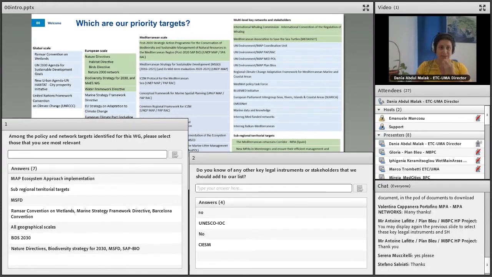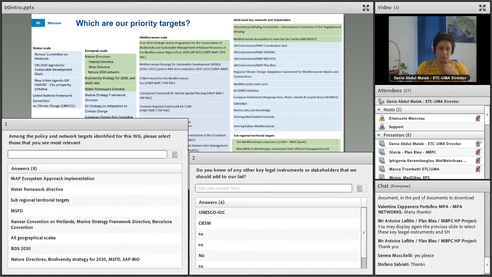Okay, so among the policies that you think most relevant is the MAP ecosystem approach implementation, the sub-regional territorial targets, I do agree totally, the MSFD, the EU Marine Strategy Framework Directive, the Ramsar Convention, Barcelona Convention, all geographical scales, Biodiversity Strategy 2030, the EU Nature Directives, the SAP-BIO, MSFD, okay. And some people miss few things, such as the UNESCO IOC, okay. Good to know. Thank you very much.